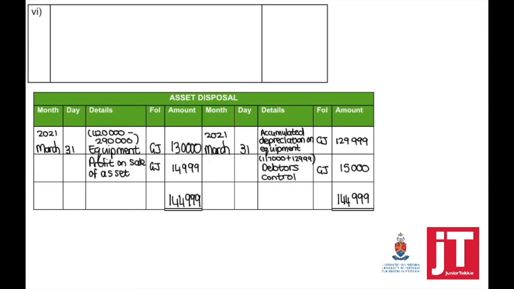Looking at the last one, we need to show the disposal, and it's always at carrying value. So from the asset disposal account, we can calculate the book value by taking the cost minus the total accumulated depreciation, and that equals 1.